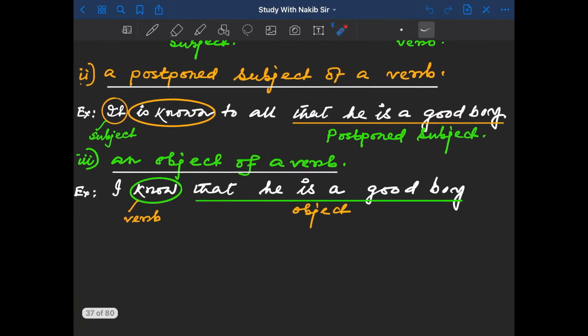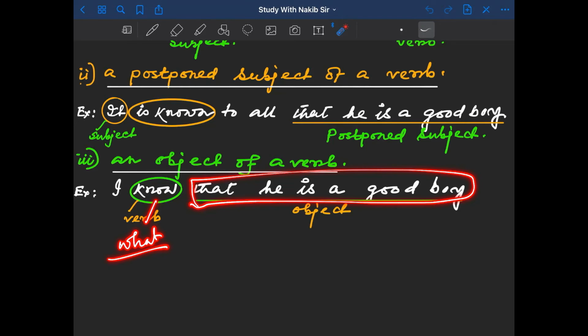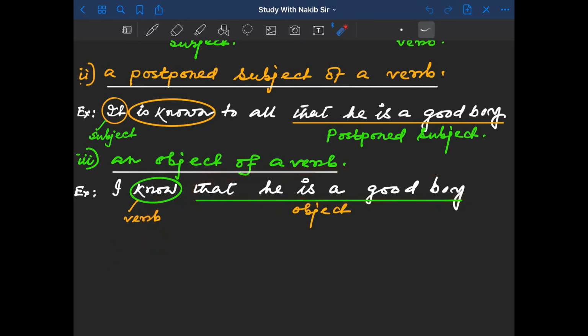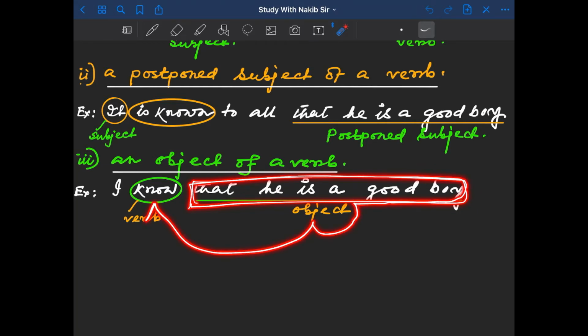Okay. Now number 3, a noun clause is used as an object of a verb. See the example. I know that he is a good boy. Know is the verb. Question this verb with what, and you will get this part as the answer to the question. So I know that he is a good boy. That he is a good boy is a subordinate clause working here as an object to the verb know. For this it is a subordinate noun clause.